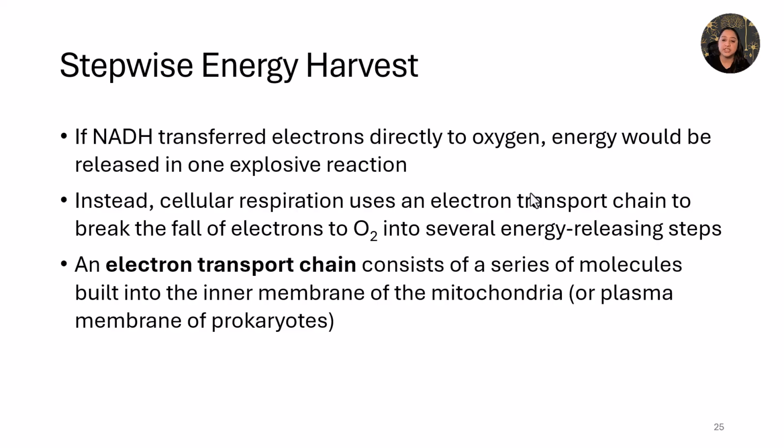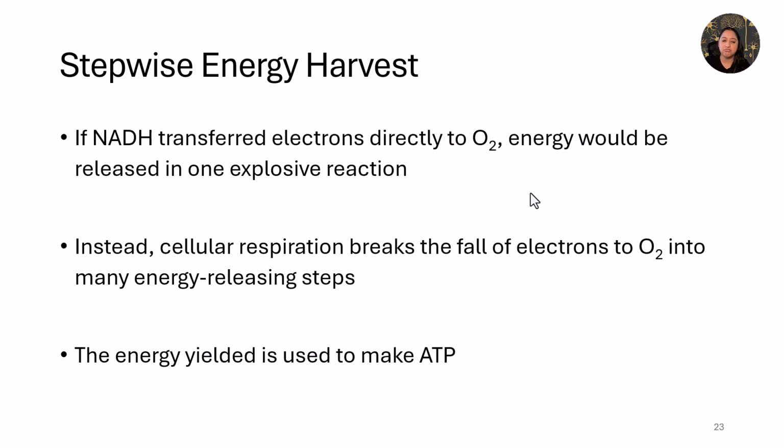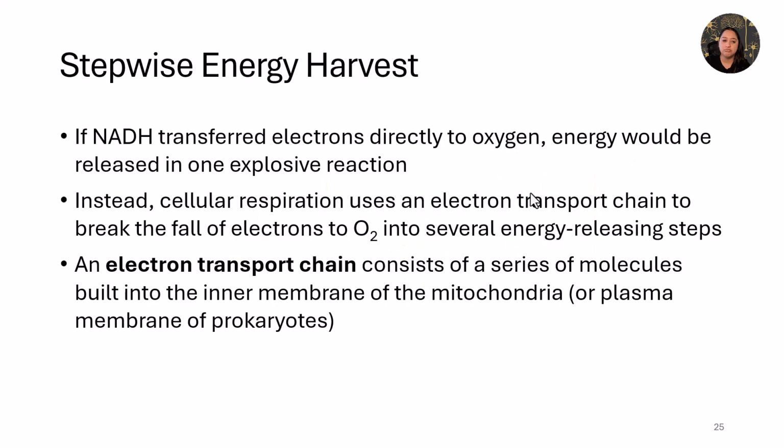Yeah, there's a whole electron transport chain that consists of a series of molecules that are built into the membrane of the mitochondria. So in a mitochondria, there is the outer membrane, and then there's the inner membrane that makes a really funky shape, right? So the electron transport chains are in that inner membrane inside the mitochondria in eukaryotes.